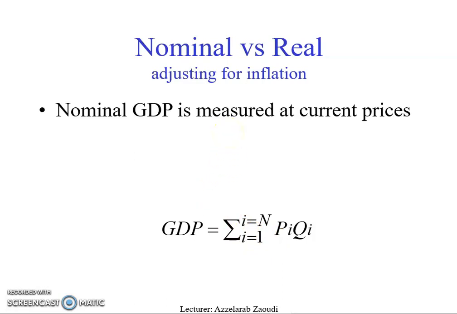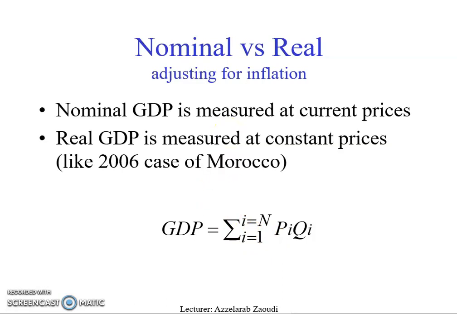So for the moment, the difference is that nominal GDP is measured at current prices. However, real GDP is measured at constant prices. Like 2006 in the case of Morocco, actually this reference year is no longer the one we are using in Morocco, which is 2017. Anyway, for the moment, we'll focus on the definition.